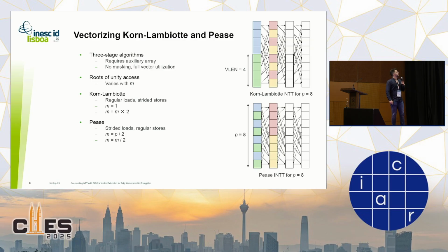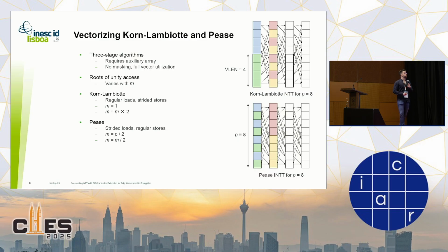Now, regarding our implementation of Cooley-Tukey and Pease, we developed 3-stage algorithms for each. These do require an auxiliary array, but we don't need any masking, so we get full vector utilization throughout the entire process. The downside is that the routes of access do change per stage, but it varies with this variable m. We're going to see what m is exactly, but it still is a great advantage, despite this drawback.